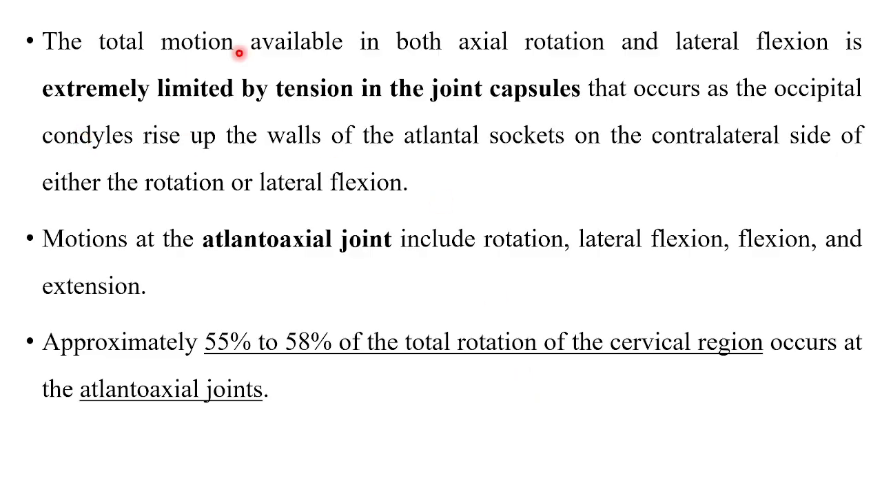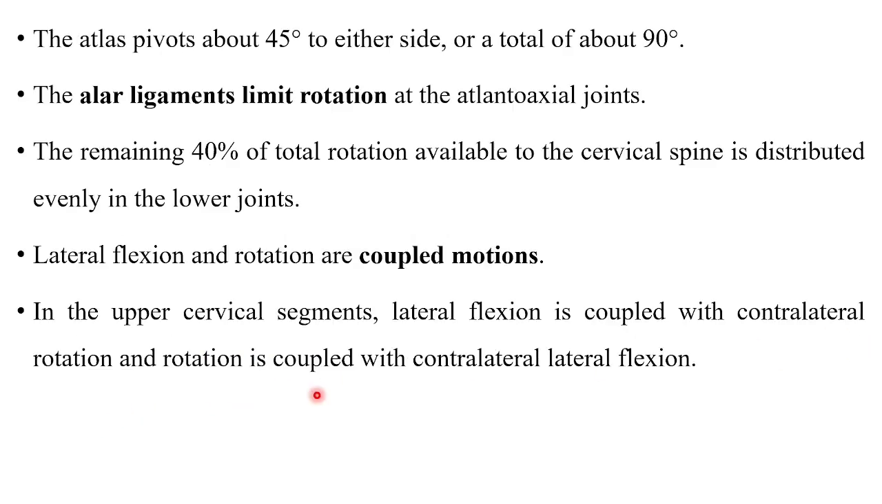The total motion available in both axial rotation and lateral flexion is extremely limited by the tension in the joint capsules that occurs as the occipital condyles rise up the walls of the atlantal sockets on the contralateral sides of either the rotation or lateral flexion. Motions at the atlanto-axial joints include rotation, lateral flexion, and extension. Approximately 55% to 58% of the total rotation of the cervical region occurs at the atlanto-axial joints.